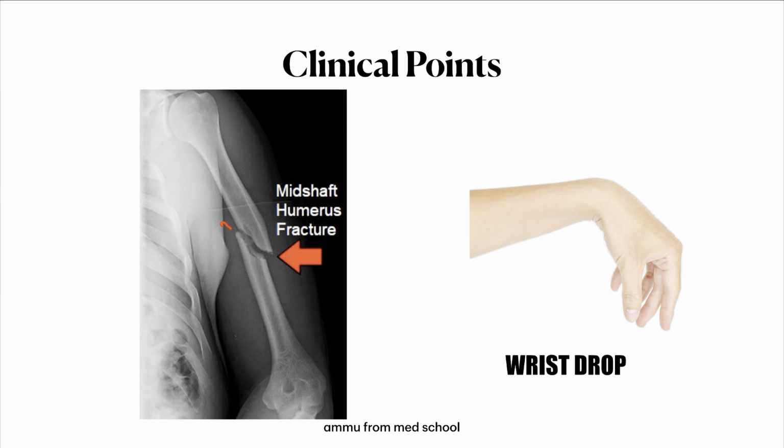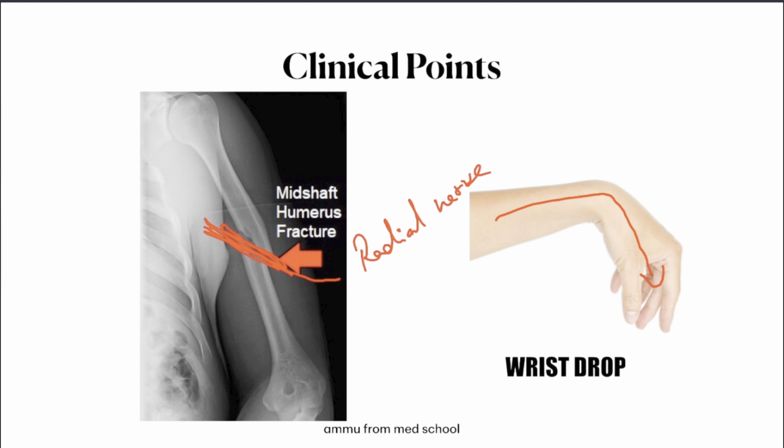Coming to the clinical points, the mid shaft fracture. So what's going in the mid shaft? Radial groove. So what is the radial groove having? The radial nerve. So when the radial nerve is damaged, what happens? Wrist drop. As simple as that.